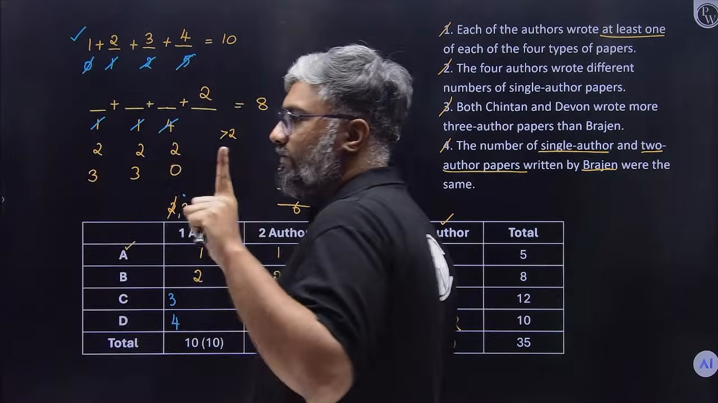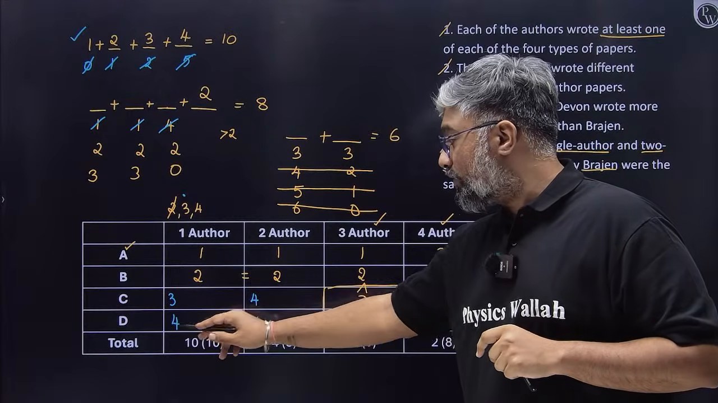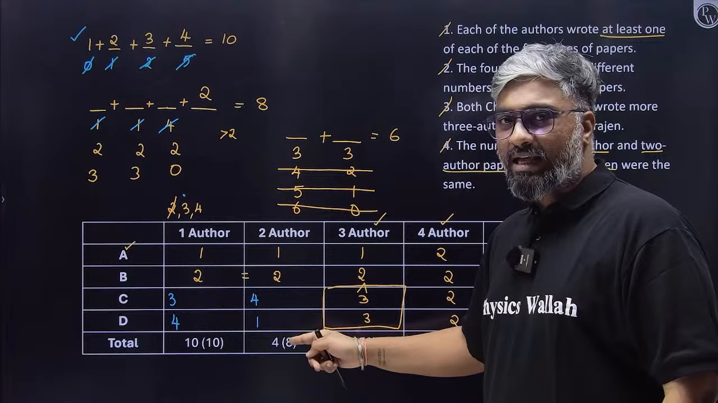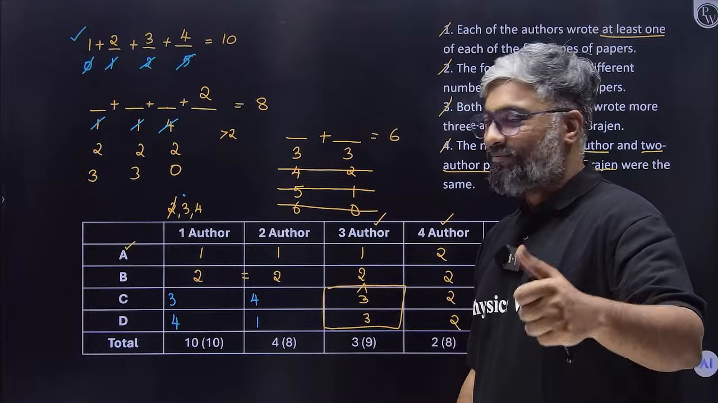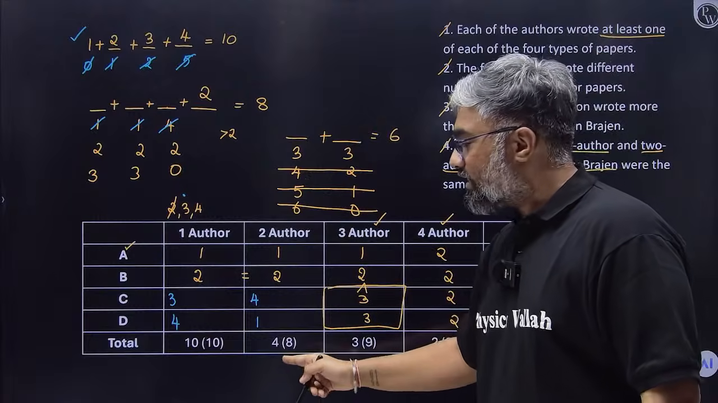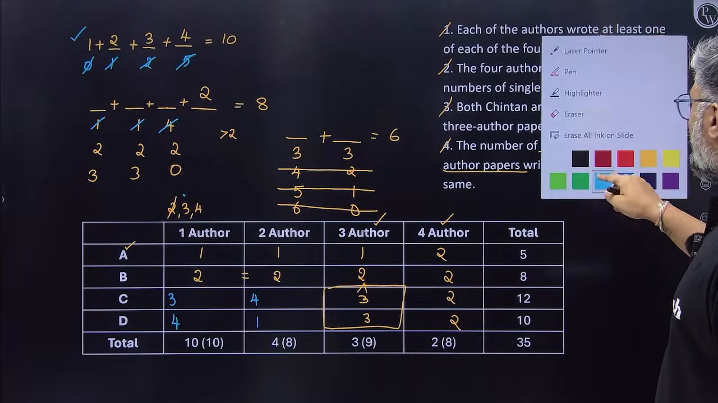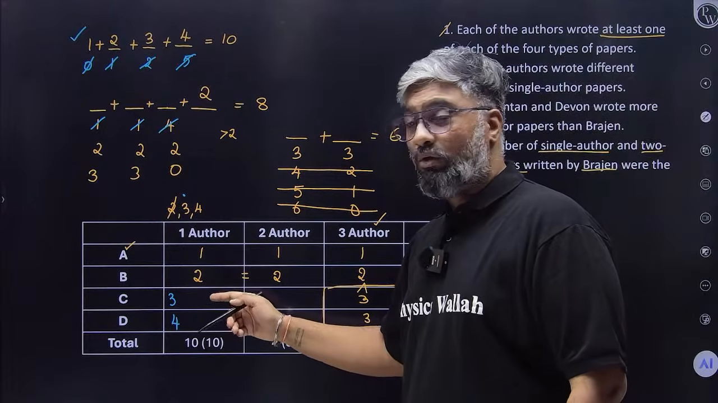This is one case. Do you agree? If this is 3, this is 4, this will be 4, this will be 1. This is one case. Check, is it adding up to 8? 1, 3, 7, 8. Perfect. Horizontal and vertical, both sums are matching. But this was only one case, no? What's the other case? I'll use a different color. This can also be 4.